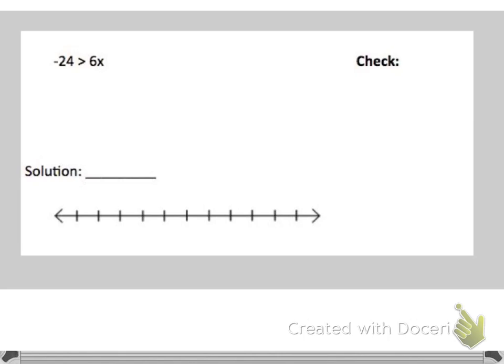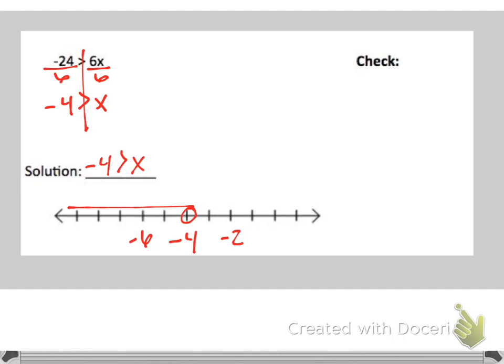Negative 24 is greater than 6x. Again, we're going to divide both sides by 6. Negative 24 divided by 6 is going to leave us with negative 4 is greater than x. So our solution is going to be negative 4 is greater than x. Negative 4 is our boundary point. We're going to have an open circle. X is less than, so we're going to talk about everything smaller than negative 4.